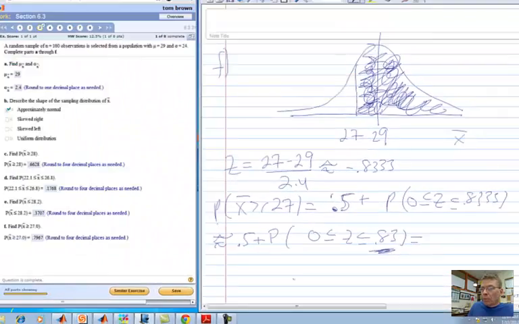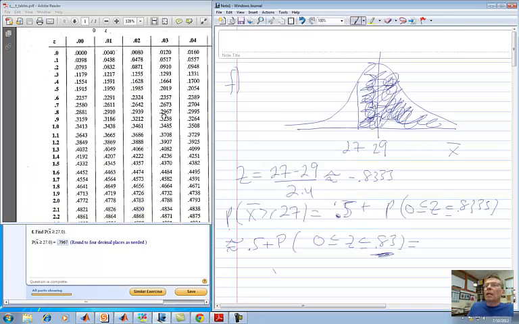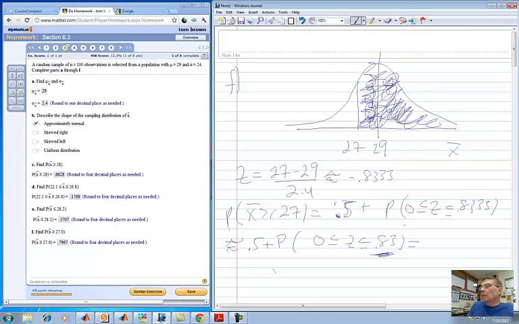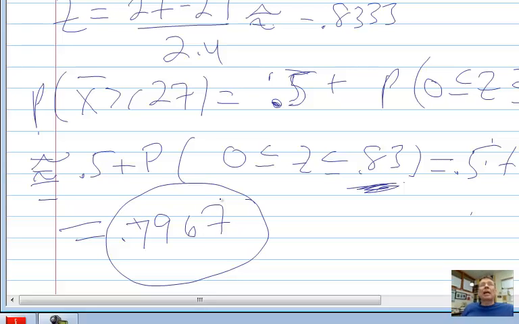If we look at the table for 0.83, we see that we get 0.2967. So 0.5 plus 0.2967. And if we add those together, we get 0.7967, which is the correct answer. What this tells us is if we draw a sample of size 100 from our population and calculate the average of that sample, the probability that the average will be greater than 27 is 0.7967.